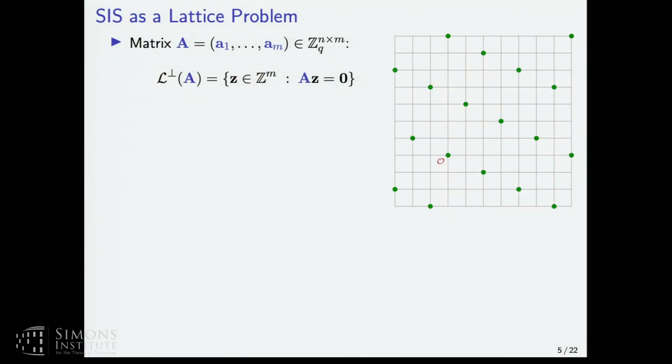We define an object called L-perp, the perp lattice or orthogonal lattice of A, which is just the set of all integer vectors Z such that AZ equals 0. This is defined without regard to the norm of Z, so it includes long vectors Z, short vectors Z, everything in between. So it looks something like this.